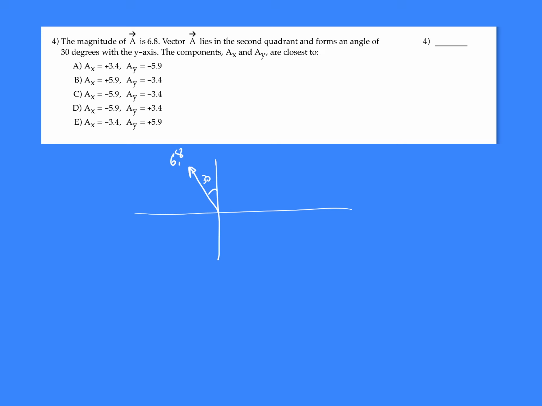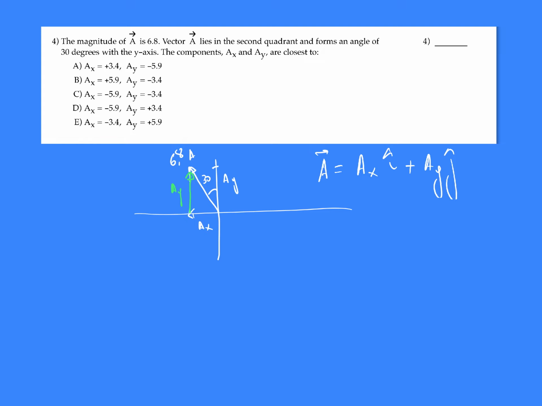The components ax and ay are close to what? Well, this is the vector A. This is ay, and this is ax. So the vector A is made of ax plus ay. Ax in the i direction plus ay in the j direction is the vector A. The vector A is the vector ax, negative in the i direction, plus ay, in this case positive, in the j direction. So I'd say find ax and ay.